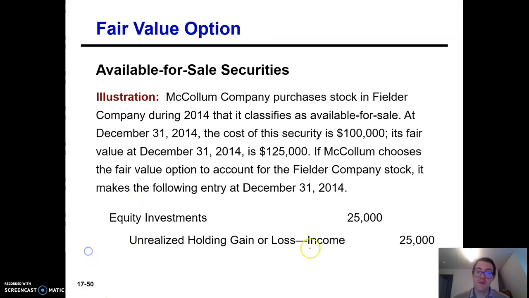You see how it's income here? Even though it's available for sale? It's because they use the fair value option. Okay, that's the other key difference I want to highlight. If you use fair value option, your gains or losses will hit net income.